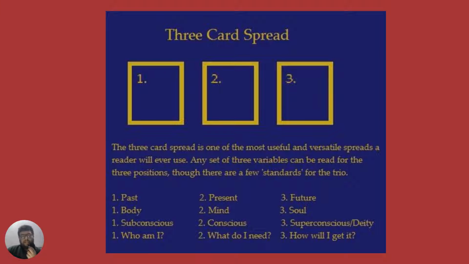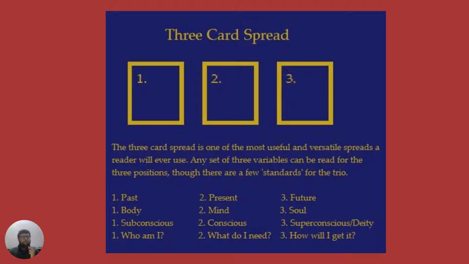Now, the next spread is the three card spread. It is one of the most common spreads after single card spreads. In the three card spread, you either take, or you tell the person to take, three cards from the deck. The first card represents either the past, the second the present, and the third the future.